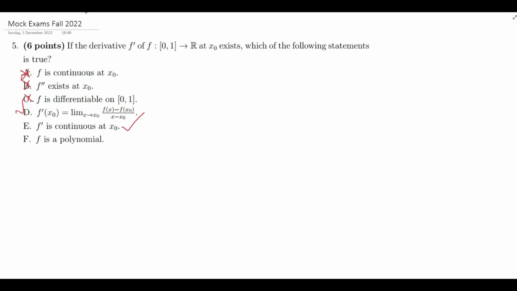And the last option, F, is that f is a polynomial. This is not true, because if we consider a function, let's say y equals e to the power x, this is an exponential function. This exponential function is continuous and is differentiable, but it's not a polynomial. So we can't draw a conclusion that this function is a polynomial function, at least to the best of my knowledge. So I would say this option is not correct. So that's it for this question, and let's move on to the next one.